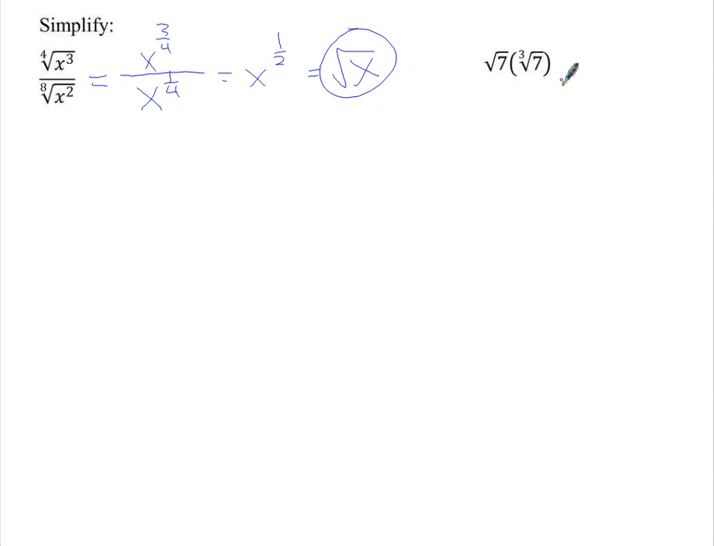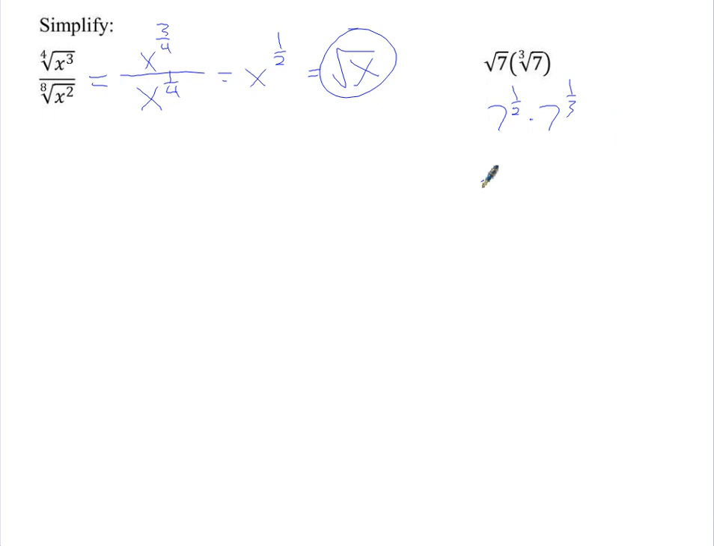So how about this one? What could we do? Seven to the 1/2. 7 to the 1/3. Good. All right, so we are multiplying like bases. So what do we do with our exponents? Yeah, we have to add them. How do I add 1/2 plus 1/3?